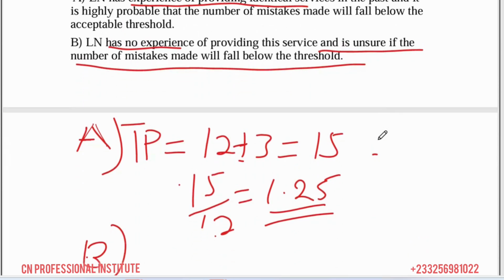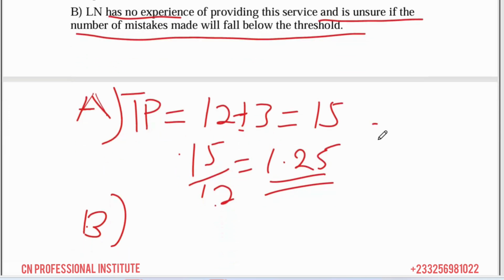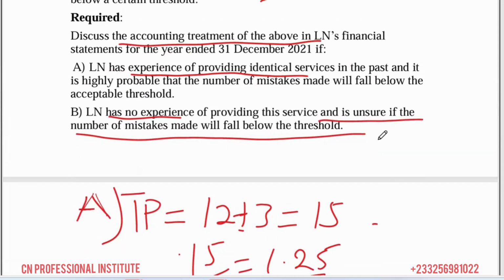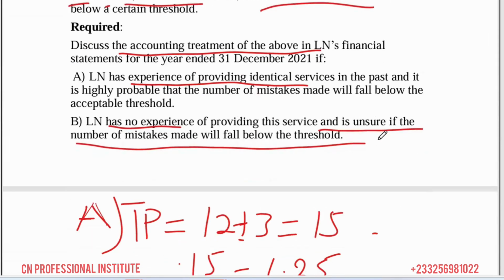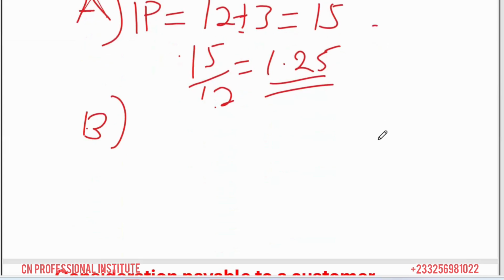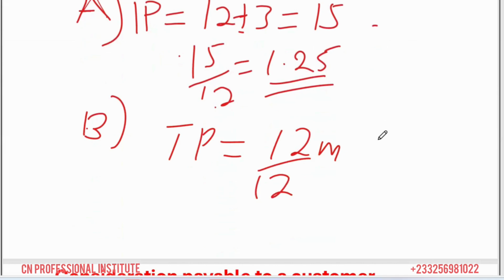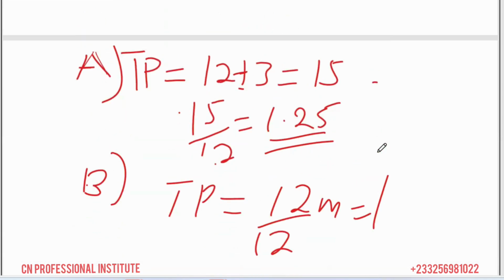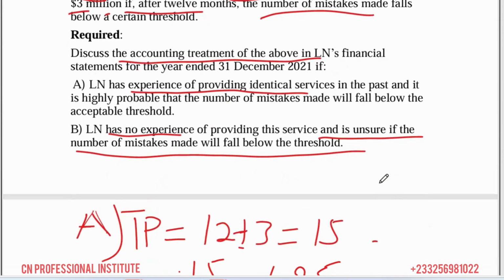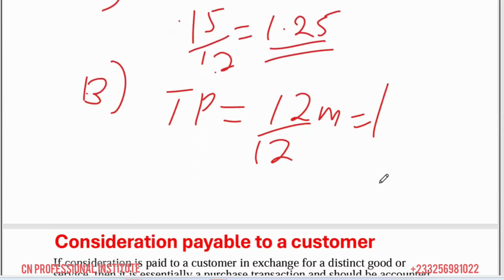So it's very unlikely that they can let the number of mistakes fall below the threshold. So with B, we are not going to record the 3 million as part of the variable consideration. We are going to record only the 12 million. So in that case, our transaction price will be only the 12 million. And that one too is the same. We have to divide by 12 months and record only 1 month of revenue. So we divide the 12 million by 12 months and we have 1 million.